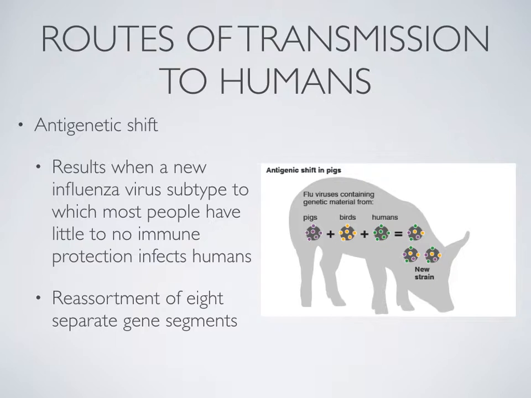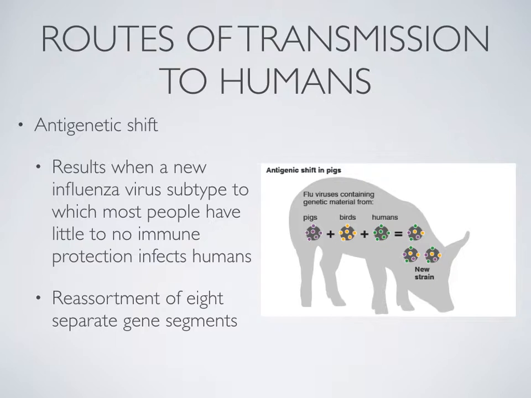Influenza A viruses have 8 separate gene segments. The segmented genome allows influenza A viruses from different species to mix and create a new virus if influenza A viruses from 2 different species infect the same person or animal.